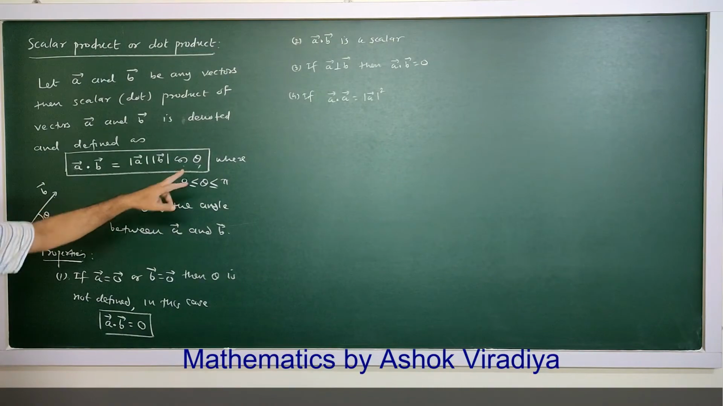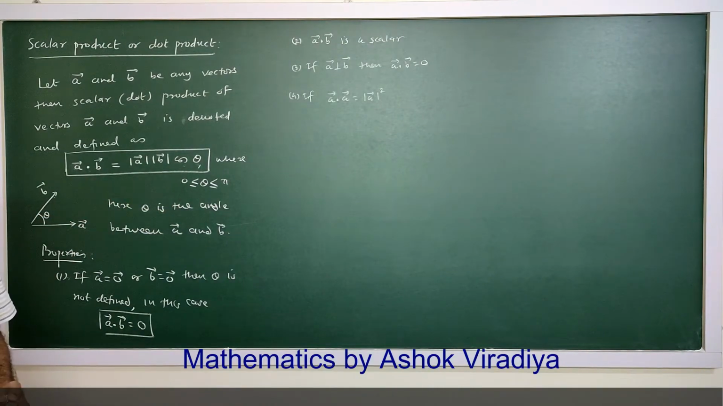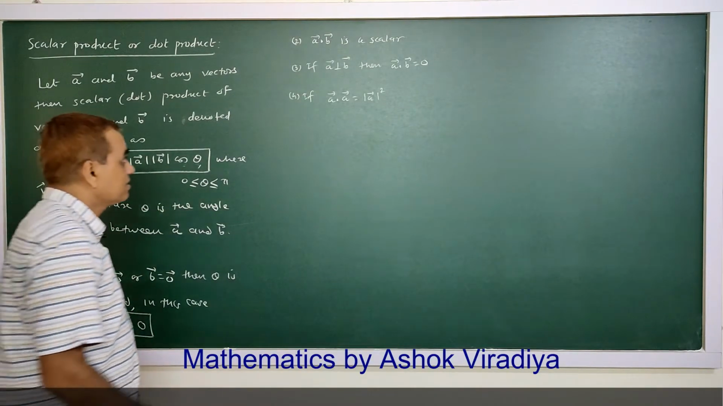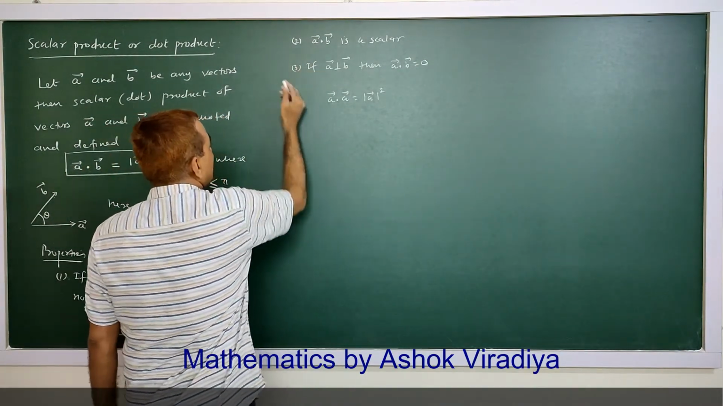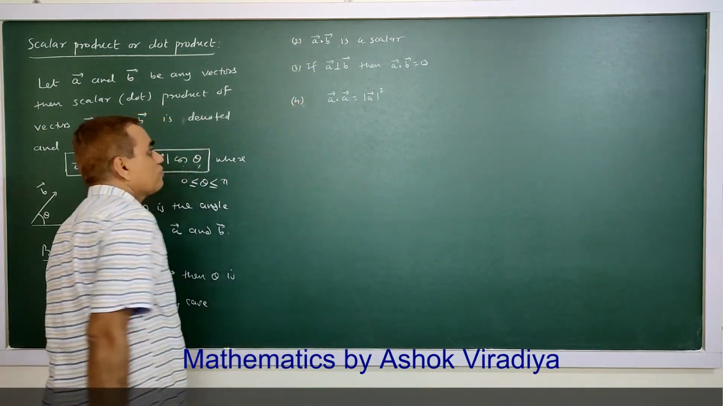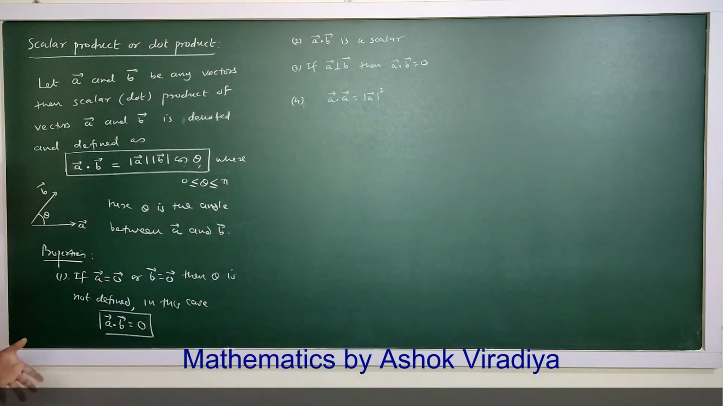Here theta is 0. And so here the only statement is that the dot product of any vector with itself is magnitude of A bar squared.